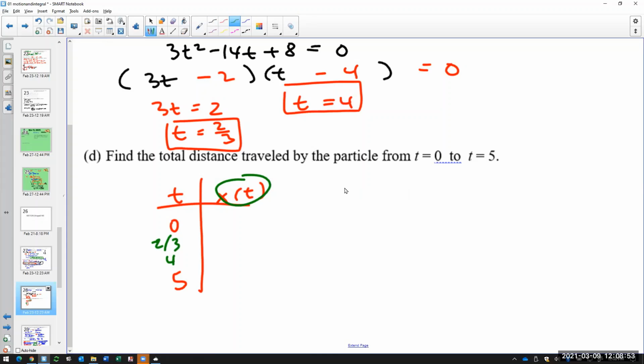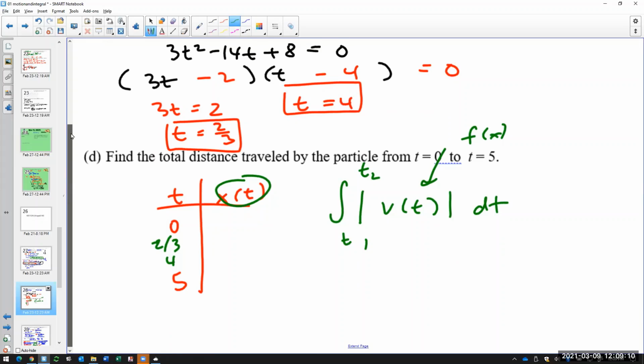Another way to do it would be to take the integral of the absolute value of your velocity function. Guys, make sure you understand, this has to be a function. It cannot be a number, dt, from t1 to t2. And so you guys tell me, I'll work it one way. Which way would you want me to work it? You want to do the table.